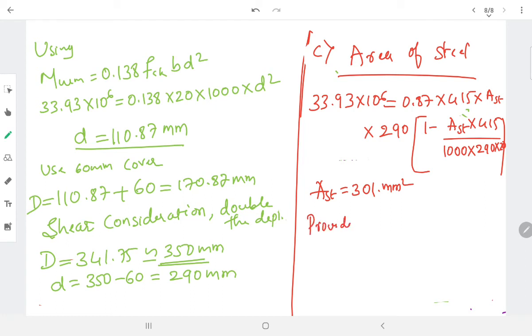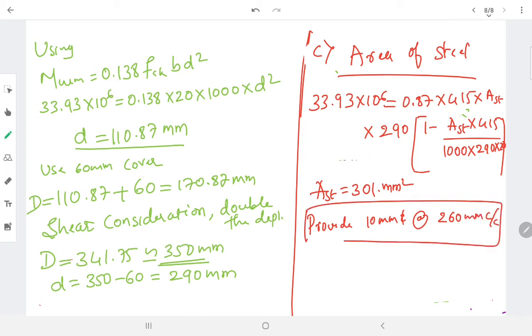Provide 10 mm diameter bars at, you calculate the spacing, I am getting it as 260 mm center to center. So this is all about the footing. This completes the design of the portal frame.